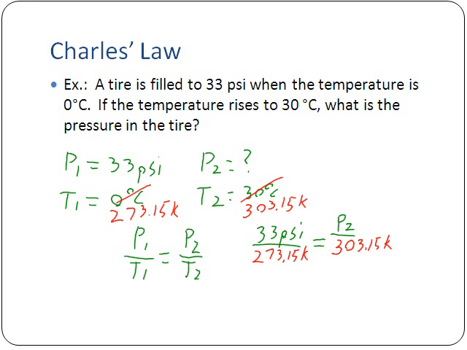Now it's just a matter of putting it into the calculator and solving. We take 33 divided by 273.15, and then multiply that by 303.15 to solve for P2. When you do that, you end up with a P2 of 36.624. Significant figure-wise, we have two significant figures here.